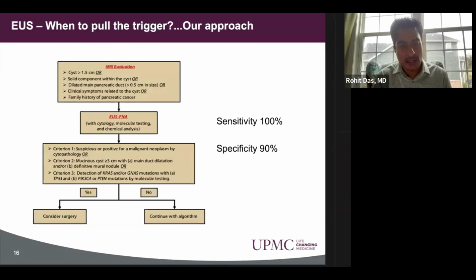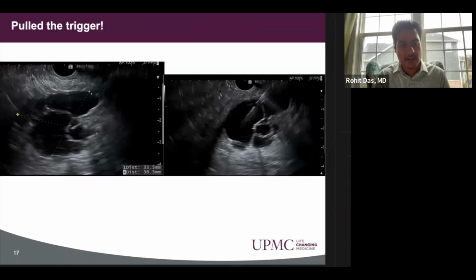So we essentially consider EUS in anybody who fulfills one of those 5 criteria: a cyst greater than 1.5 centimeters in size, high-risk imaging stigmata, including a solid component within the cyst and a dilated main pancreatic duct, or clinical symptoms related to the cyst, or a family history of pancreas cancer. So for my patient, her cyst was at least 3 centimeters in size on cross-sectional imaging, so it was a pretty slam dunk decision to perform an EUS.